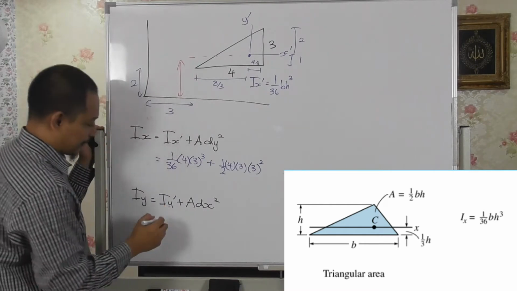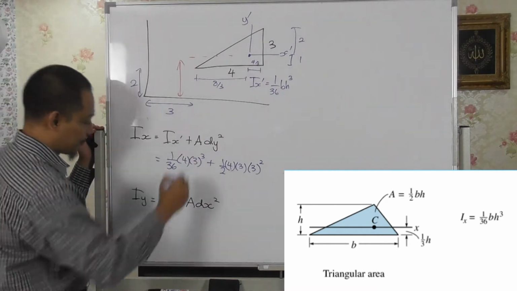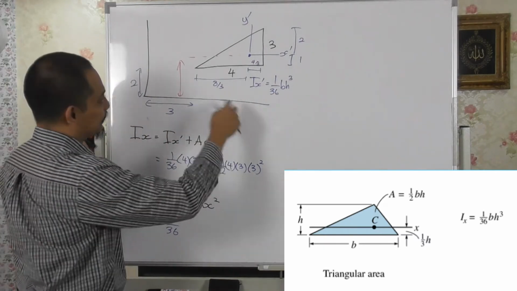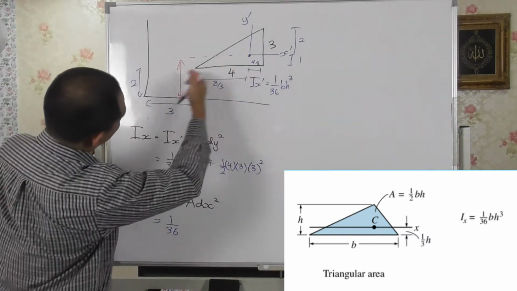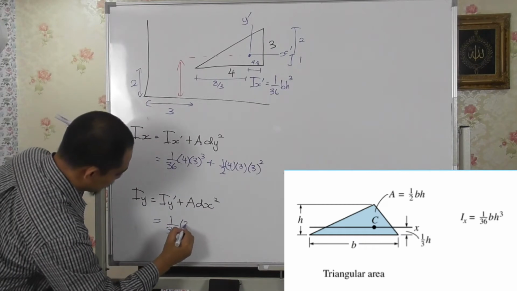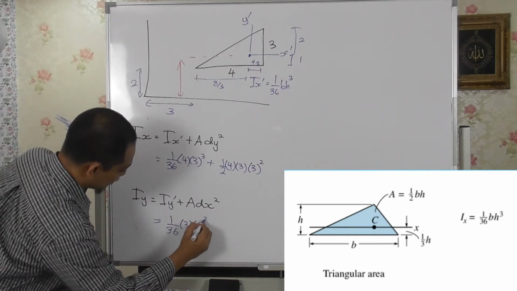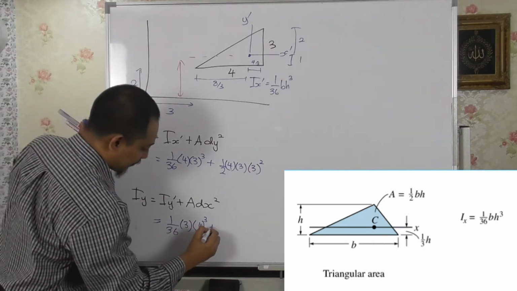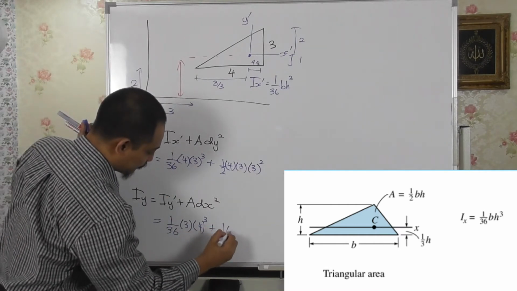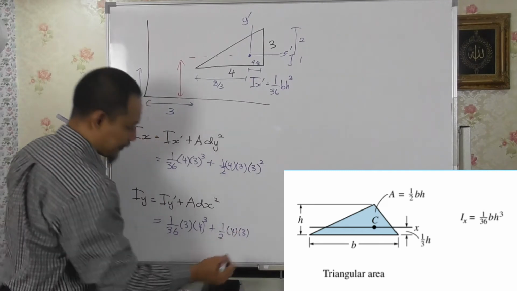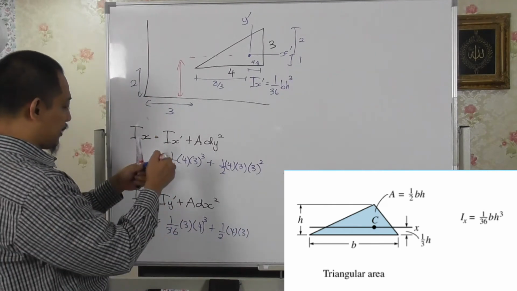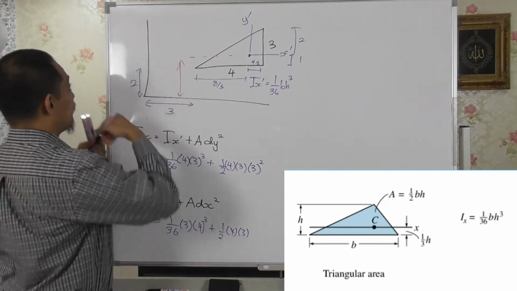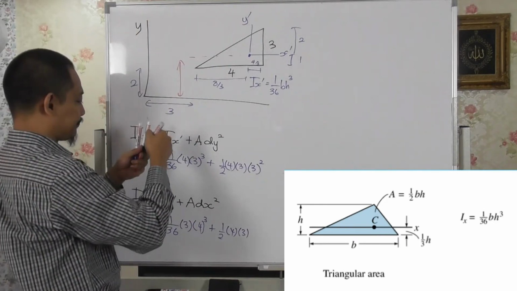And what about this one, iy prime, so 1/36, 1/36. If I want to just memorize this one, I slant my head, so this is b and h, right? So it becomes 3 and then 4 cubed. It's basically flipping this, right? And then plus the area, which is 1/2 times 4 times 3, the same area of the triangle, and dx squared is between, I didn't label this, right, between y and y prime.